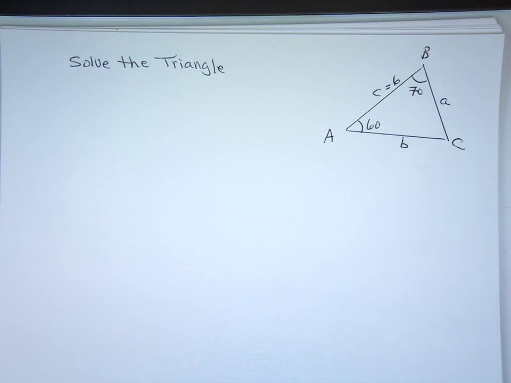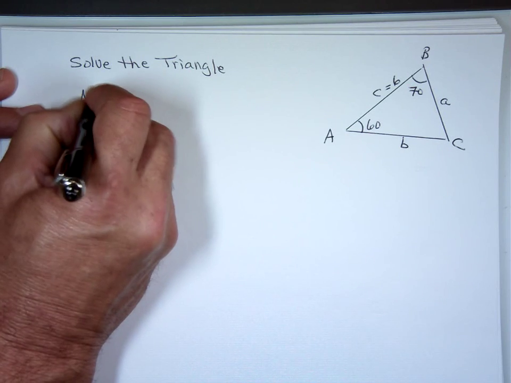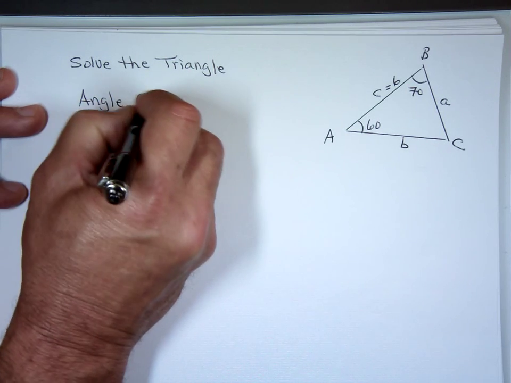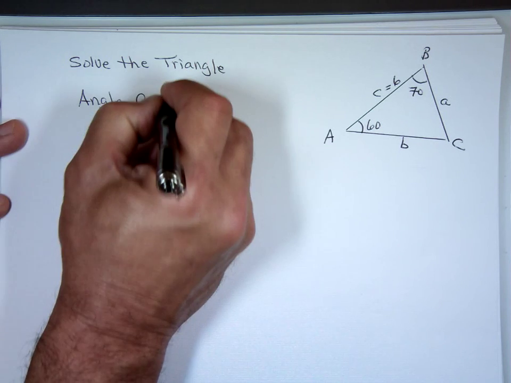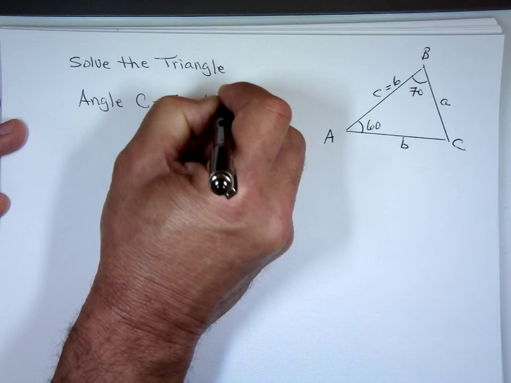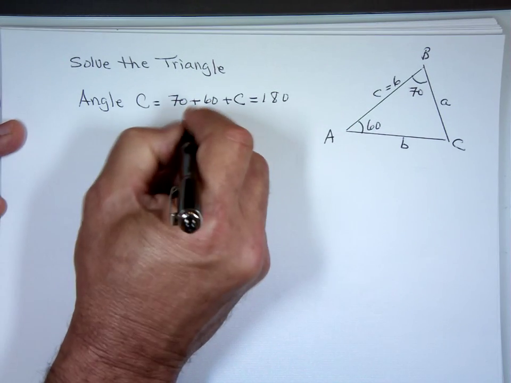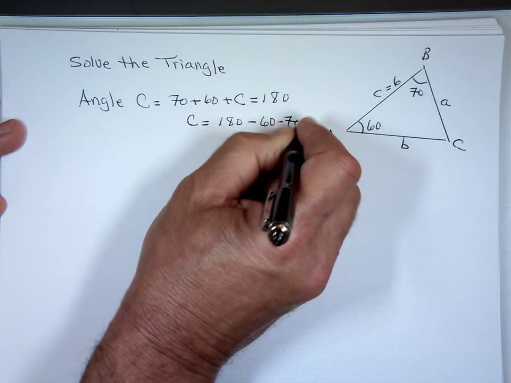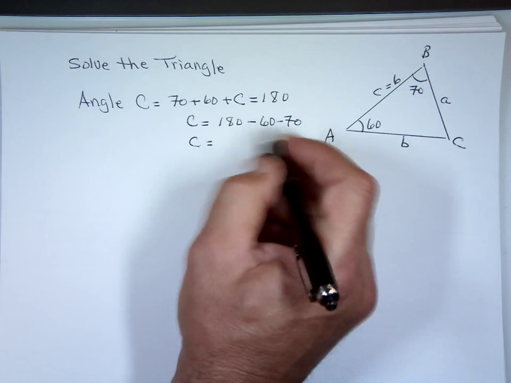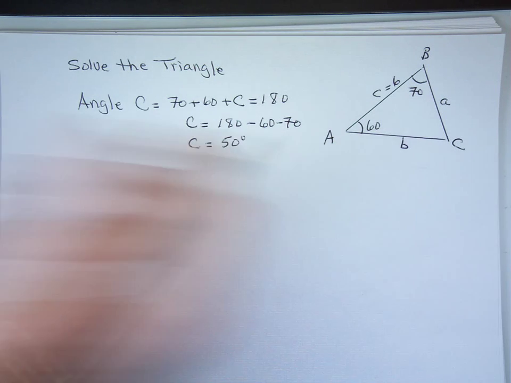Can we find what angle C is? What's angle C equal to? All the angles in a triangle should add up to what? 180. So 70 plus 60 plus C should add up to 180. So what is C equal to? 180 minus 60 minus 70. What do we have? 50 degrees.